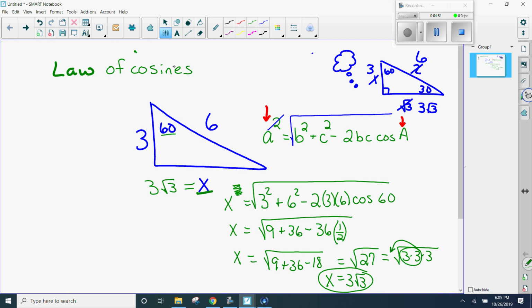Okay, I'm going to pause this for a second. When I come back, I will have another screen up looking for maybe a side length and how you use the law of sines, or maybe looking for an angle and how you use the law of sines to help you with that.